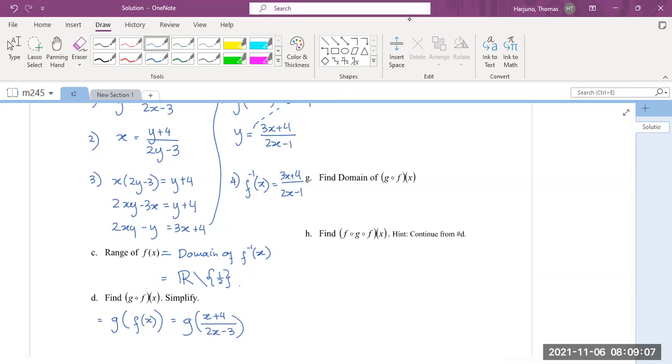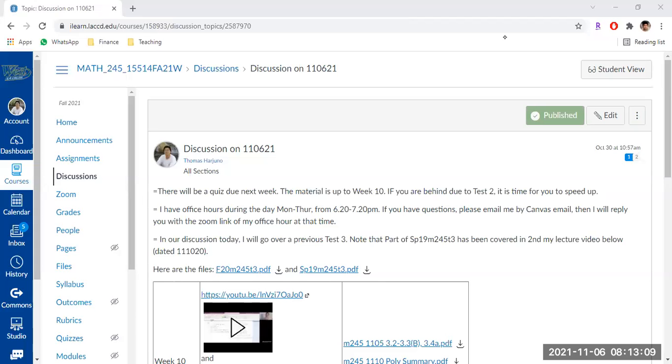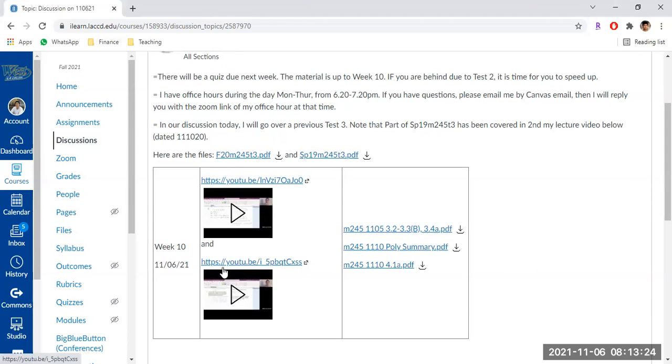You know what? That reminds me of one thing. Instead of me going over this only, let me post the blank test actually on the discussion board. Give me a second. Okay, I already updated my discussion board. I said on the third line here, the third point, that I will go over previous test 3. The part of Spring 19 test 3 is covered in the November the 10th video. Okay, so you can see the notes here. Okay, I think it's this one.